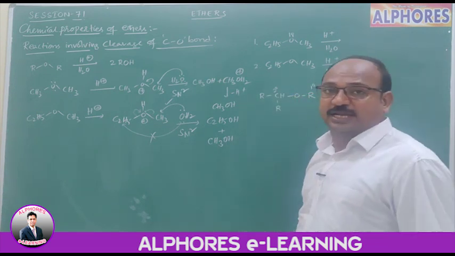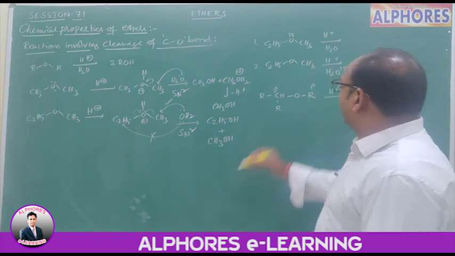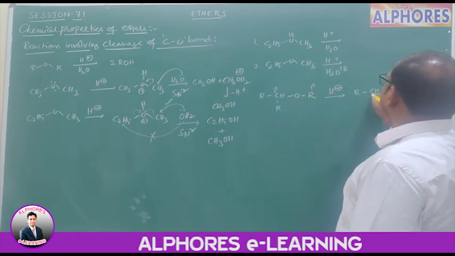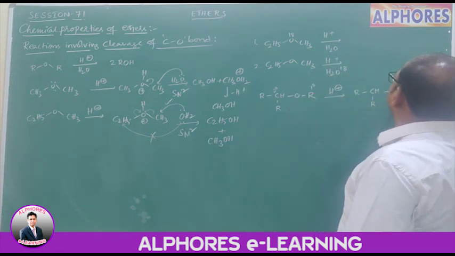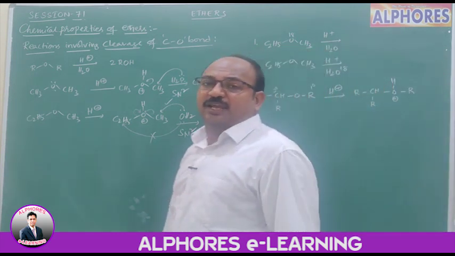C2H5OCH3. Here H plus, I am going to use O18. In this case, you are getting same product or different products in both the reactions. Try to check out. And I am going to consider one more example.